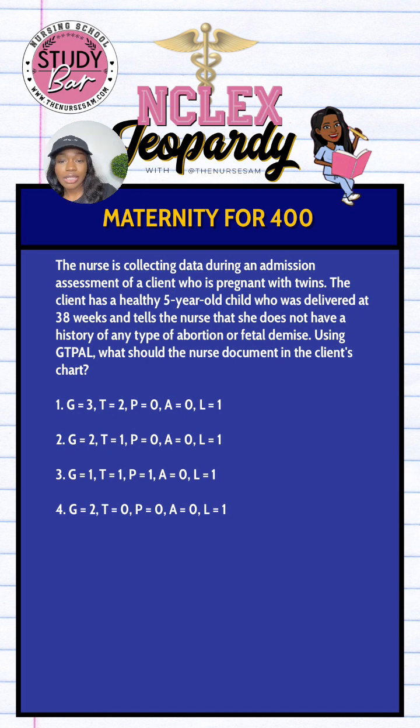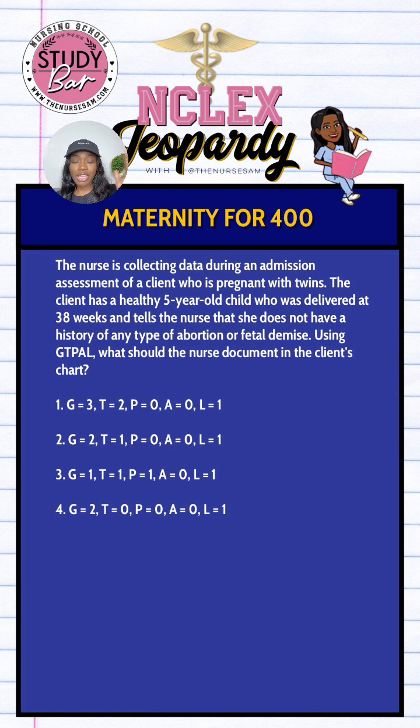All right, is it option 1, G equals 3, T equals 2, P equals 0, A equals 0, L equals 1? Is it option 2, G equals 2, T equals 1, P equals 0, A equals 0, L equals 1? 3 is G equals 1, T equals 1, P equals 1, A equals 0, and L equals 1. And 4 is G equals 2, T equals 0, P equals 0, A equals 0, and L equals 1. So using GTPAL, what should the nurse document in the client's chart?